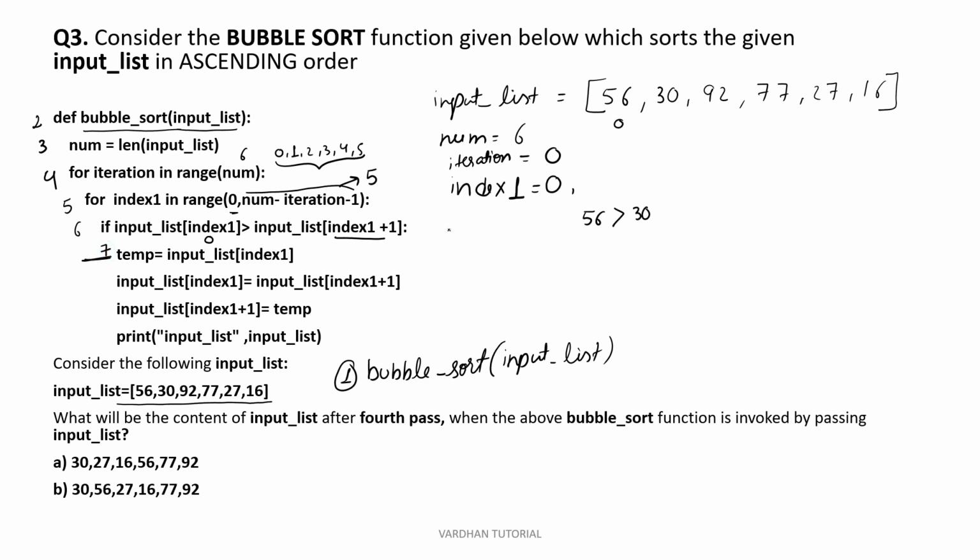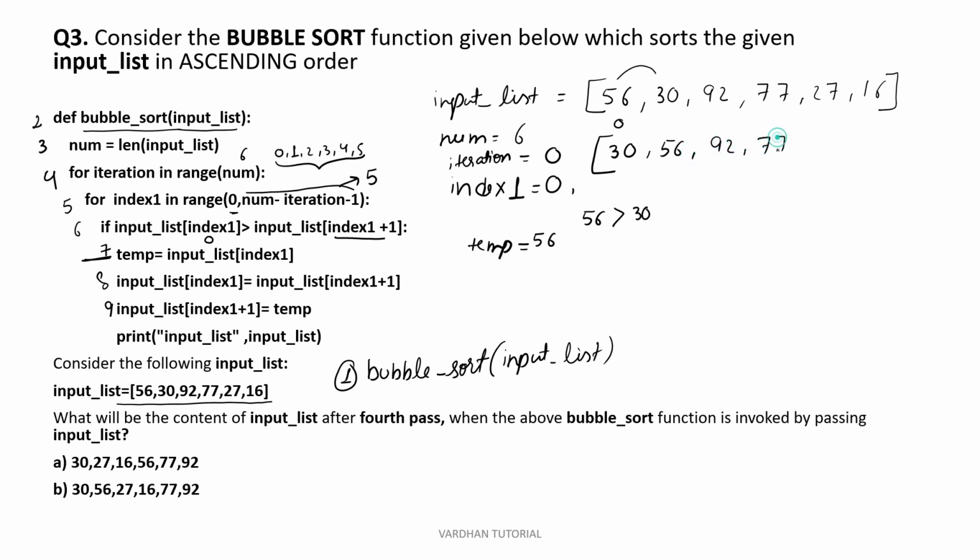So the seventh line will be executed, and here the value of temp will be input list index 1, which means temp will be 56. Actually, what we are doing is, if this value is greater, then we are swapping. So the temp value is 56. Again, next line 8, input list index 1. It means this index 1 value is 0, so 30 will be assigned in index 1. And in the ninth line, index 1 plus 1 is temp, so 56 will be assigned in this temp.